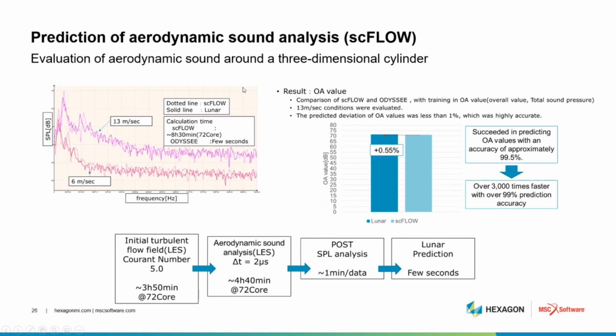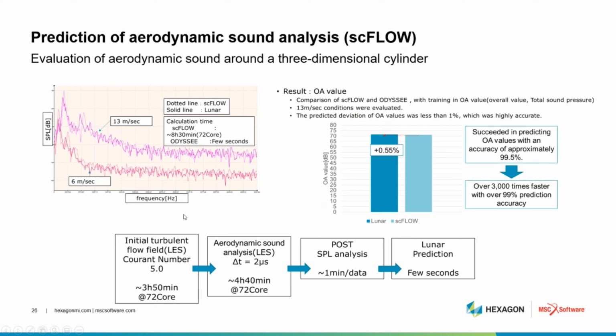Here are the results. The dashed line is from Ciflo CFD software, and the solid line is Lunar. We can see the trend of both data is very close to each other, and about 99.5% is the precision of the method.